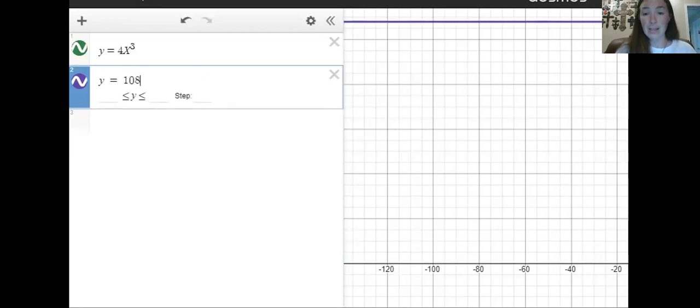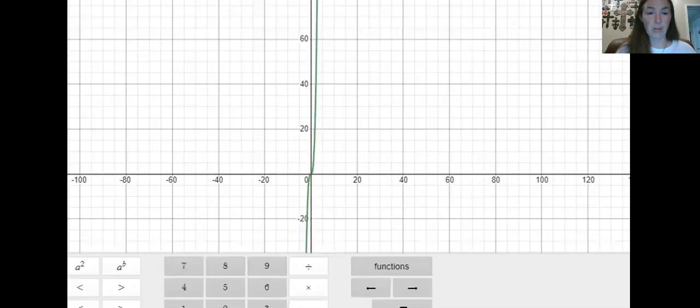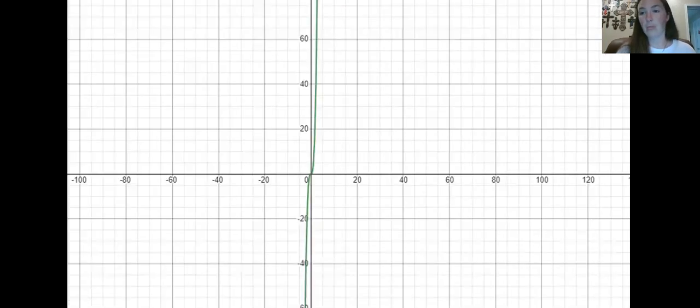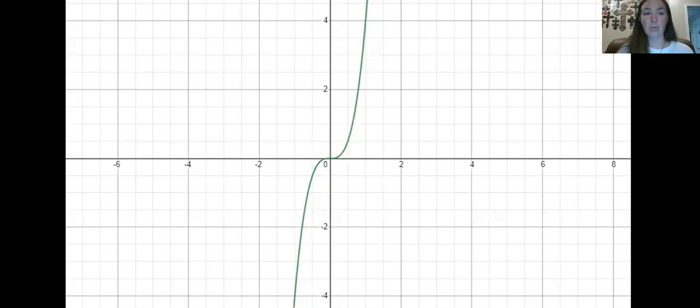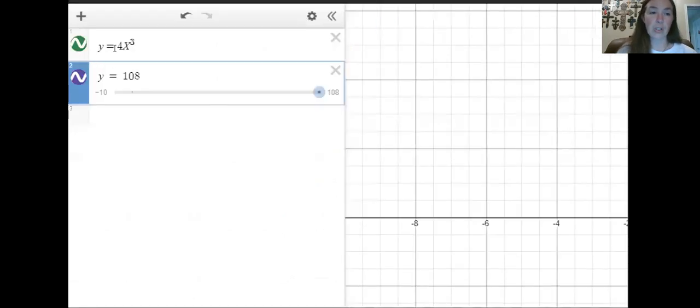Now, mine does happen to already be super zoomed out. But just so I can show you guys what it looks like, I'm going to tell it to go back home. So initially, if you had graphed 4x cubed and y equals 108, this is what it would look like. And if you notice, I only see one graph. According to what it's labeled, I see the green graph, which is y equals 4x cubed. So we need to see this purple one. But if you notice, it's all the way at y equals 108.